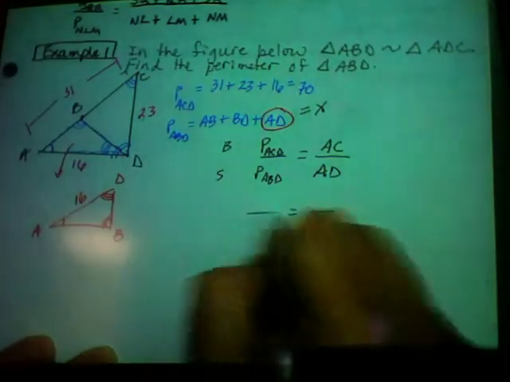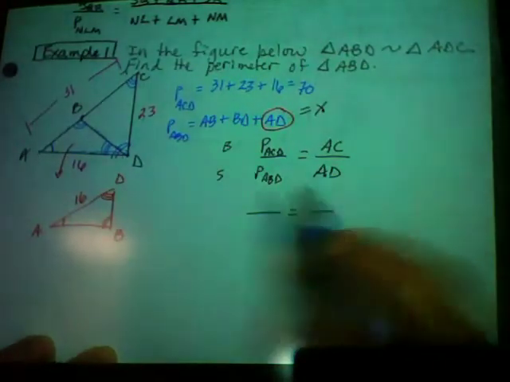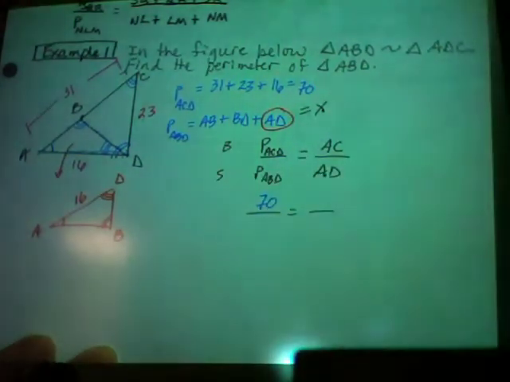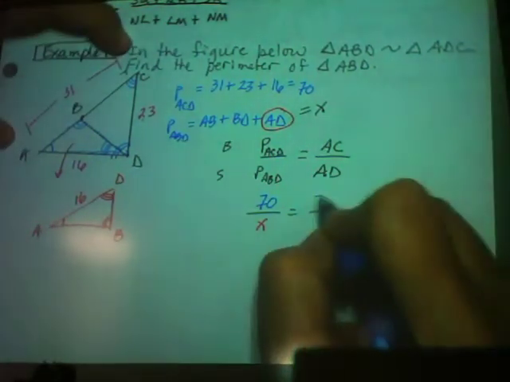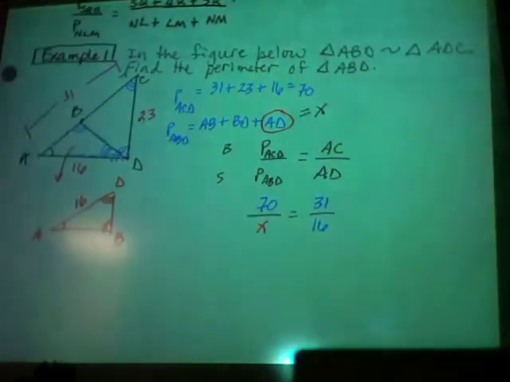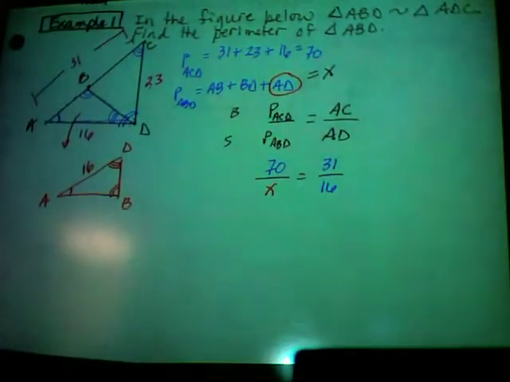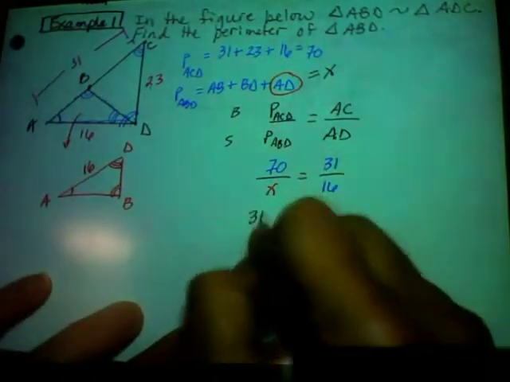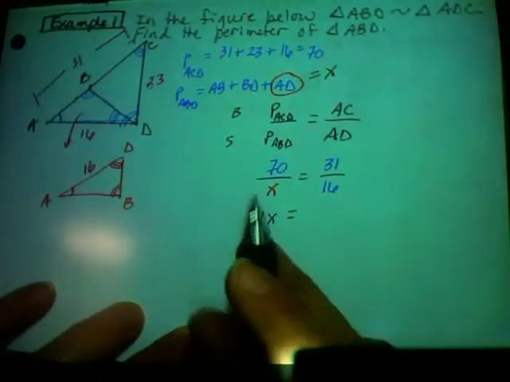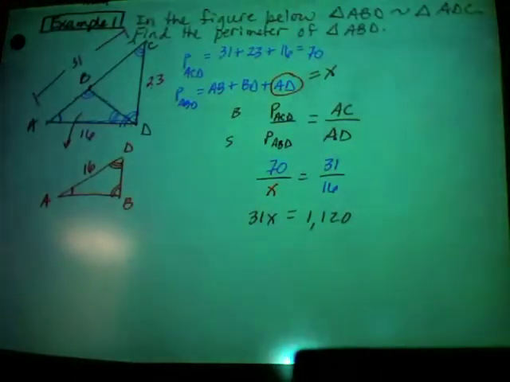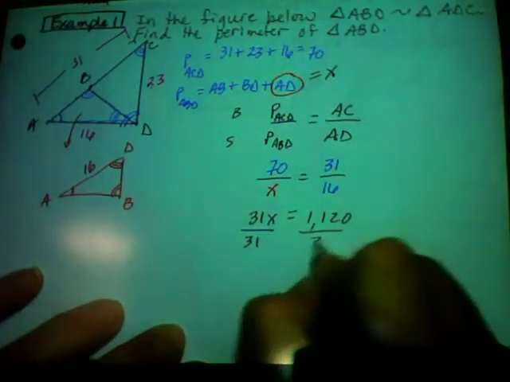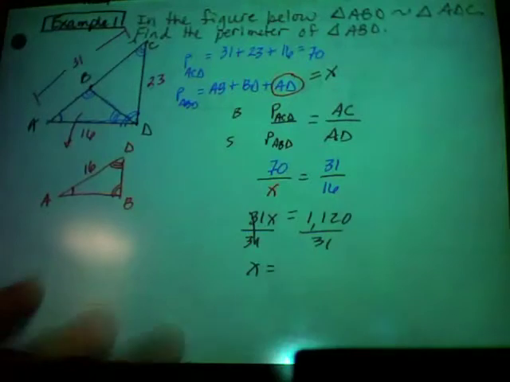So I'm going to plug in the numbers here, and I've got the perimeter of the big triangle is 70. The perimeter of my small triangle is X, and that AC is 31 and AD is 16. 31 and 16 cannot reduce, so I'm just going to have to cross multiply. So I've got X times 31, 31X equals, and then 70 times 16 is 1,120. Then divide by 31, and then X is equal to 1120 over 31.